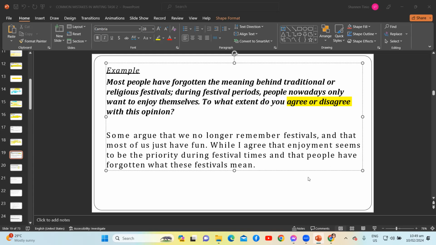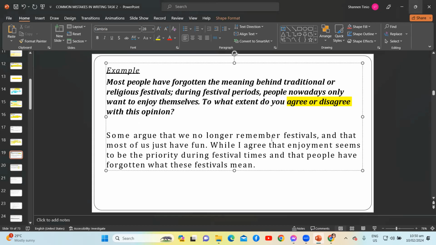Personally, we don't need to talk about religion here. But the thing is, it somehow kind of asks for your opinion about it. So, this is the sample.